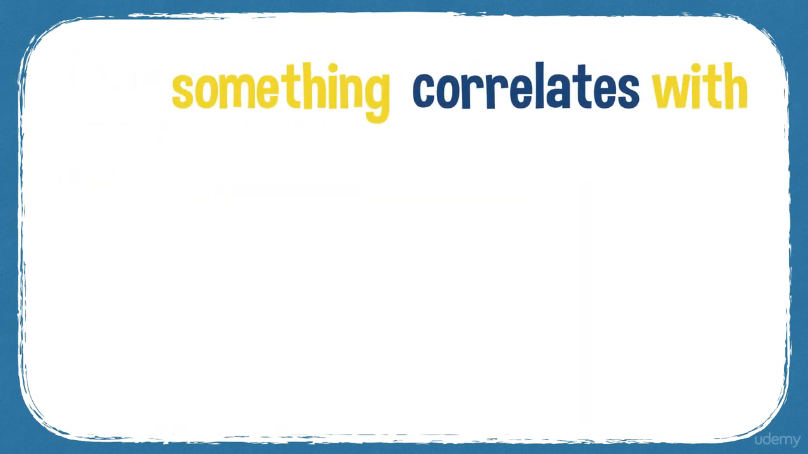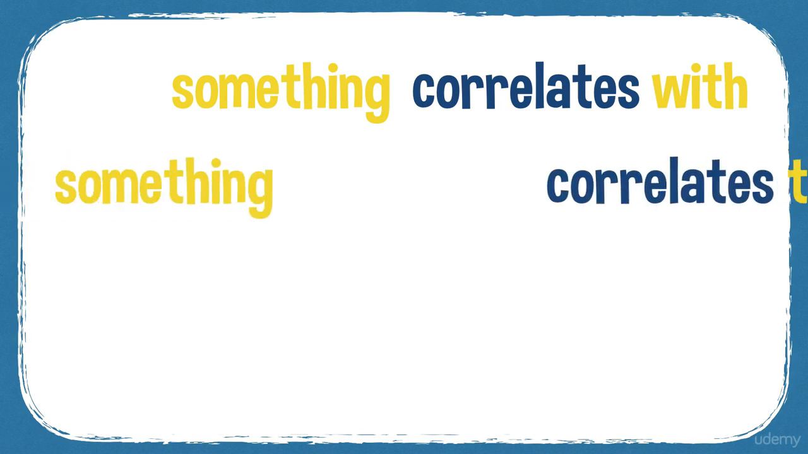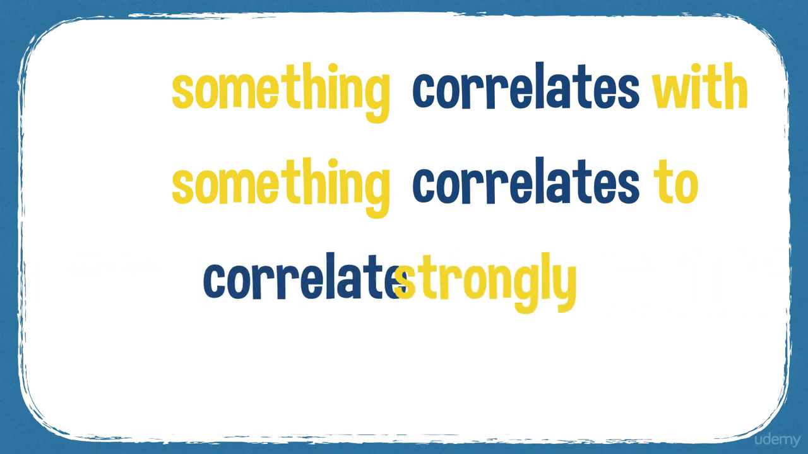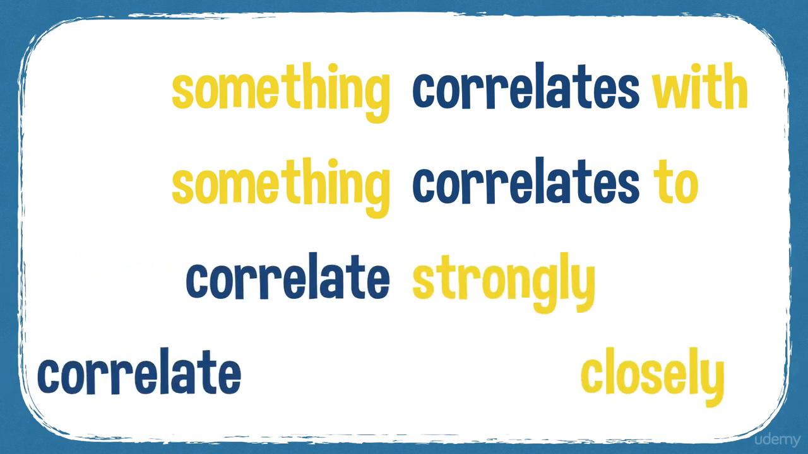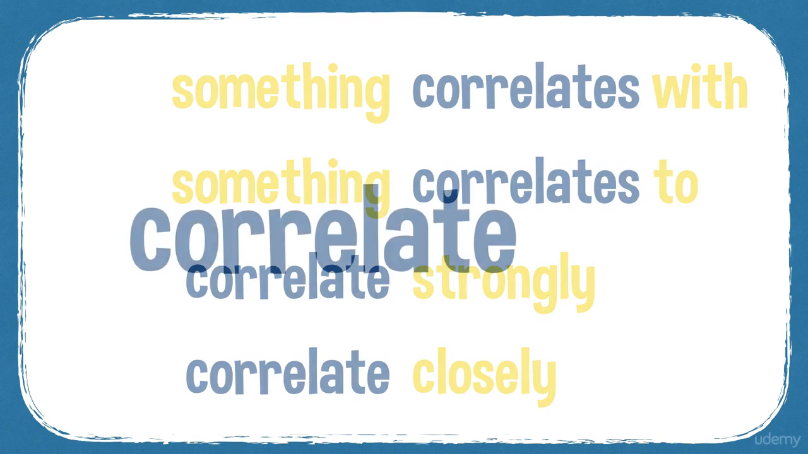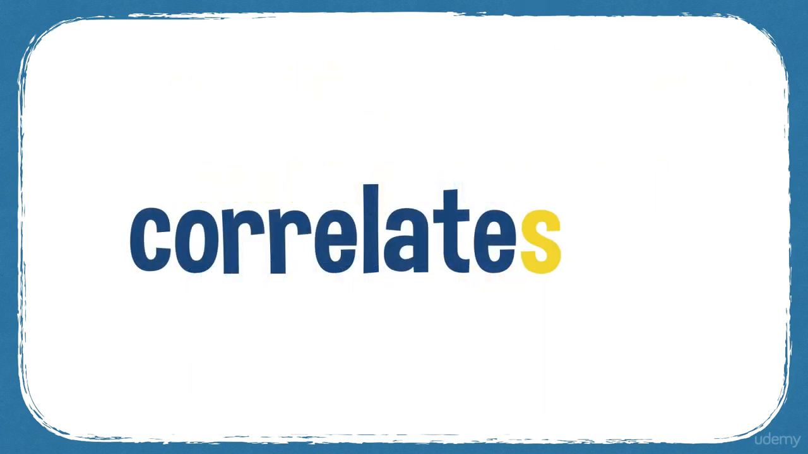Some common collocations: something correlates with something else. Something correlates to something else. Things can correlate strongly or closely. There's a very strong connection between them.